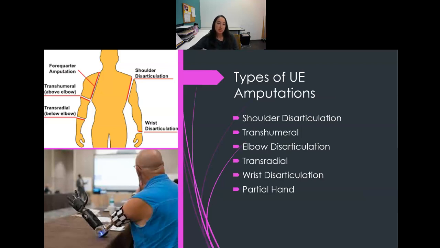With the upper extremity, you can have a shoulder disarticulation, also a forequarter amputation, transhumeral amputation, elbow disarticulation, transradial amputation, and then wrist disarticulation or partial hand. Any of those can be performed, and now we're going to talk about each one.